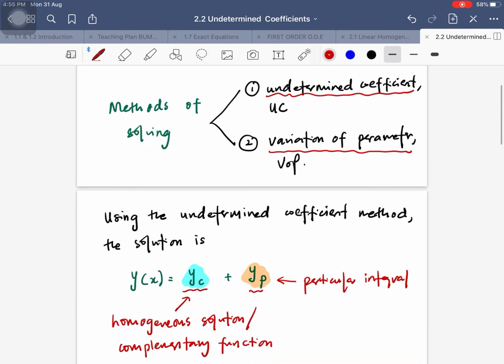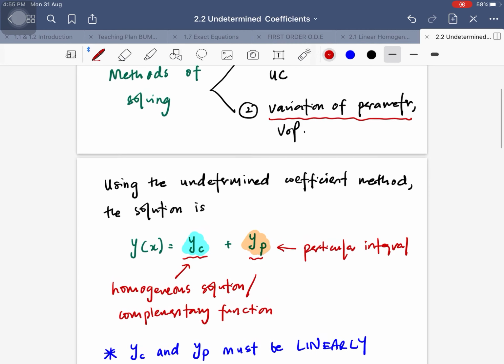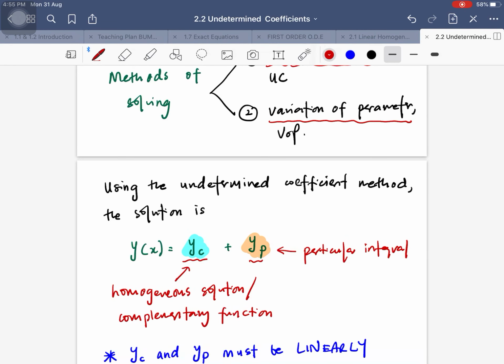Okay, now we're going to start with the first method, which is the undetermined coefficient method. If you're using the undetermined coefficient method, this is how your solution is going to look. You're going to have two components. Your solution y, first component is going to be yc and the second component is going to be yp. You have to find both of them and combine them, then only it will become your solution.